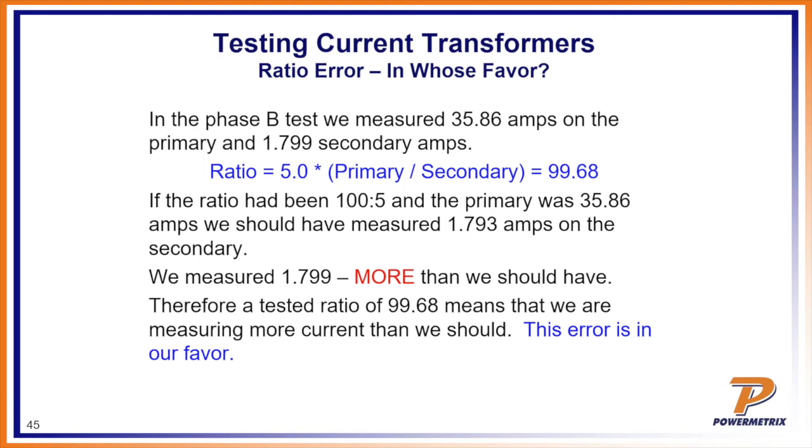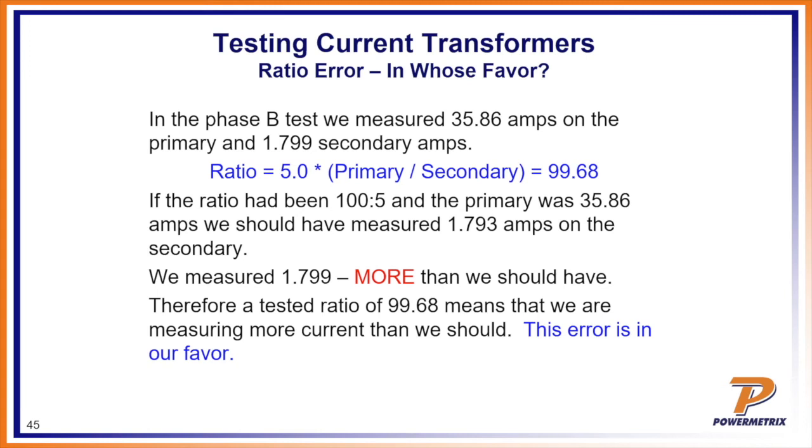So let's say if it had been 100 to 5, and we took those same primary amps and measured 1.8 amps. What we're saying is that we measured more than what we should have. So if we tested the ratio 99.68, it means that we are measuring more current than we should. This error is in the utility's favor.